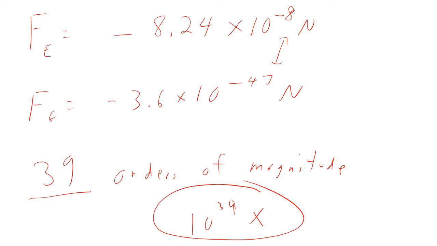That's a phenomenal number. This is huge. I mean, there's nothing in your experience that is 10 to the 39 times bigger than anything else. And so that makes this enormous difference in strength between the electric force and the gravitational force. In fact, no other force is this much different from anything else. There's only four forces that we know about in nature.